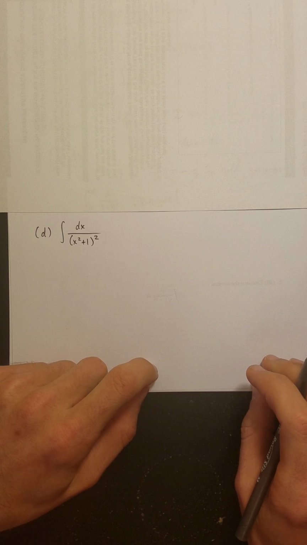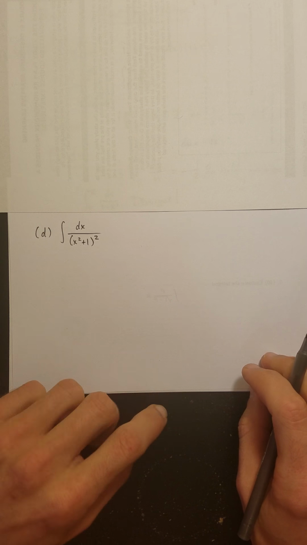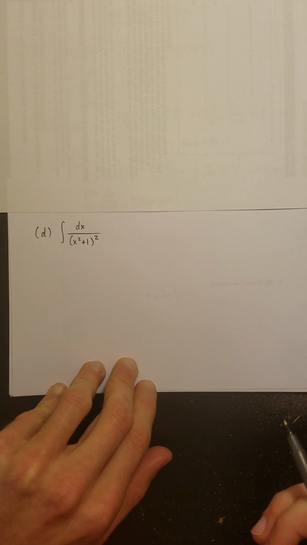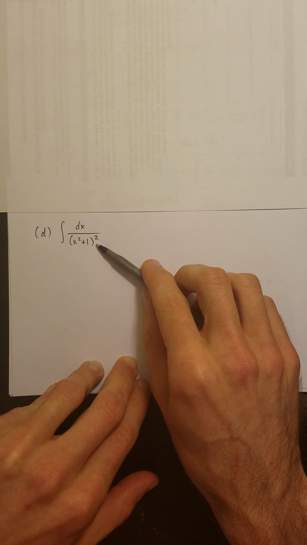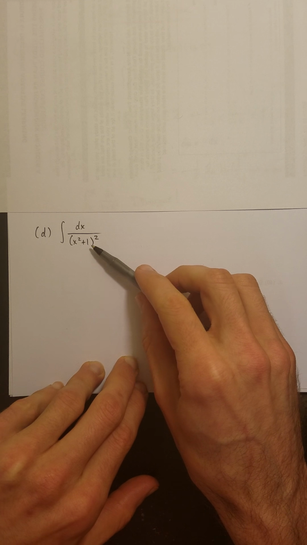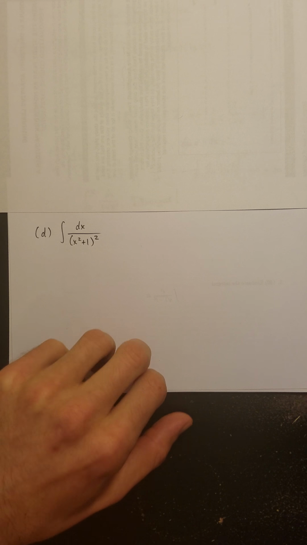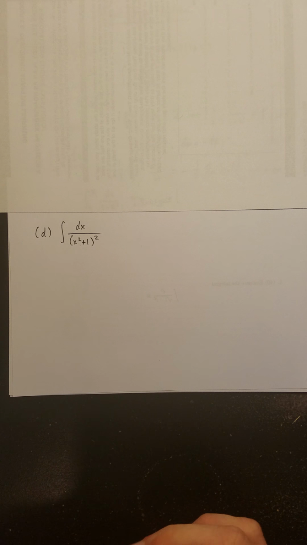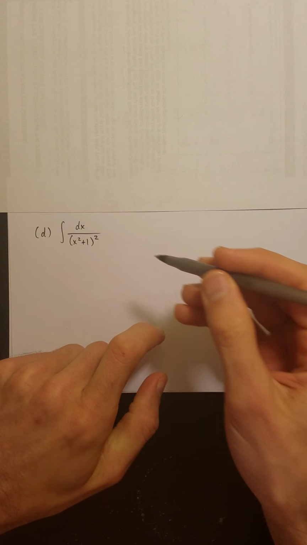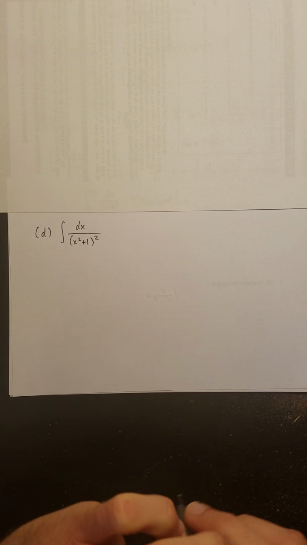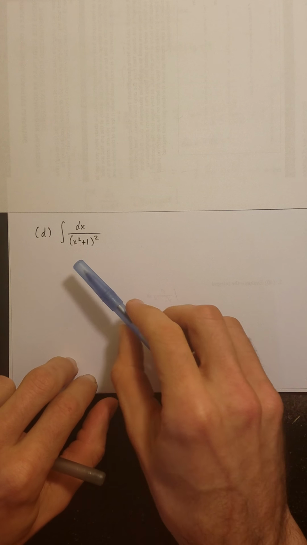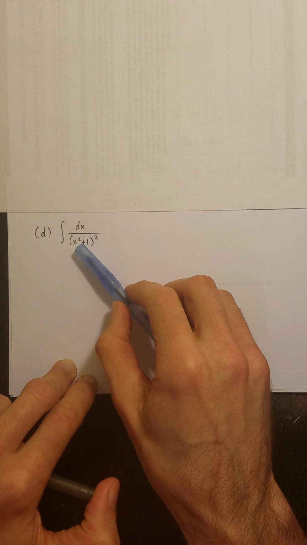Practice final exam. Problem 1, part D. We want to evaluate this indefinite integral, and probably one way that you can see to do it is to use partial fraction decomposition. By all means, you can try that method, but I'm going to go a slightly different route. What I'm going to do is a trigonometric substitution, because I see that I have this x squared plus 1 to a power, that sort of term.